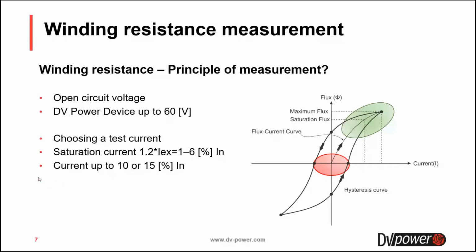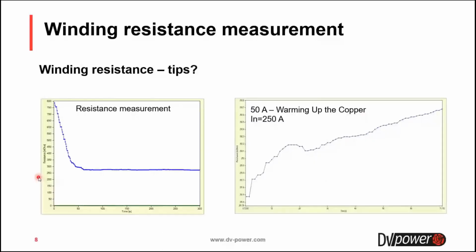In this slide, we can see two graphs. In the first graph, we can see how the resistance becomes stable during the measurements. Most users or operators make a mistake: they don't wait long enough to get a stable reading.